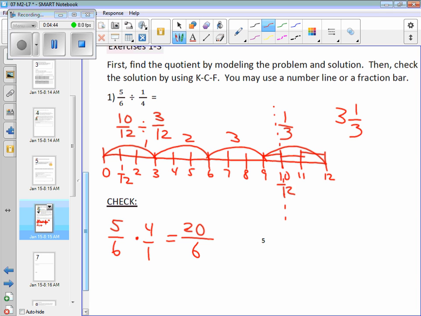6 goes into 20 how many times at least? Ryan? It goes 3 times. That's going to make 18. And we have a remainder of 2/6. But look, 3 and 2/6 can be reduced to 3 1/3. So keep change flip confirms our answer.